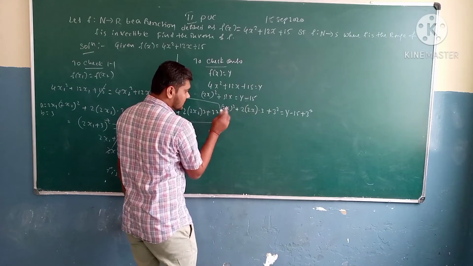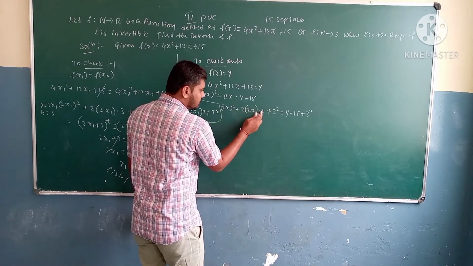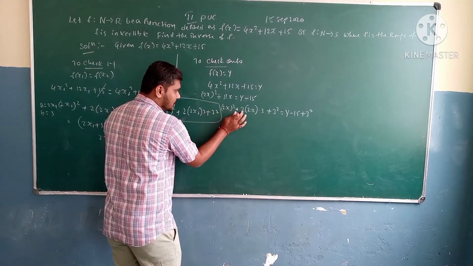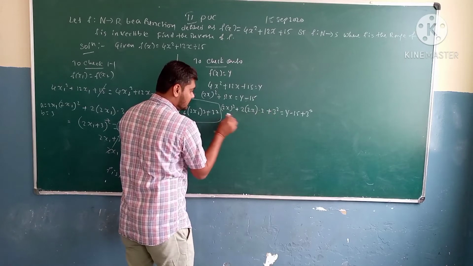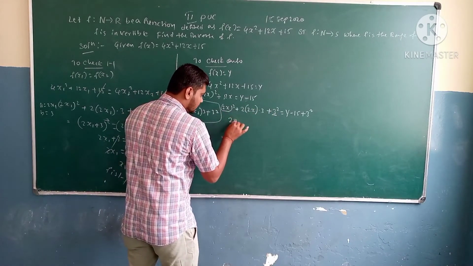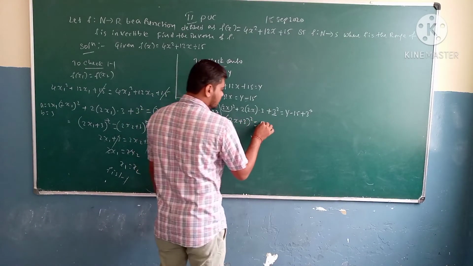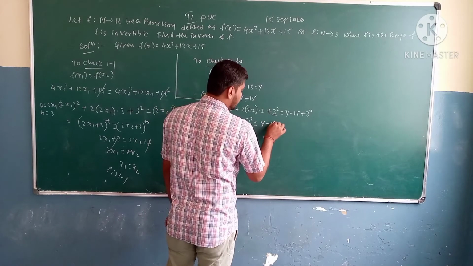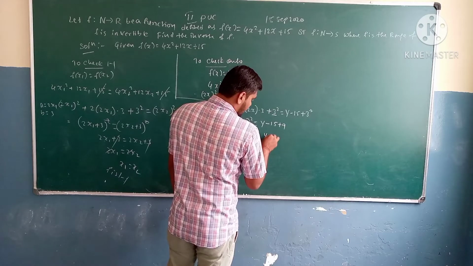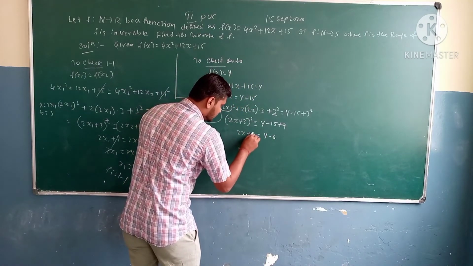So observe the LHS here. (2x) whole square plus 2 into 2x into 3 plus 3 square is in the form of a square plus 2ab plus b square, meaning a is 2x and b is 3. So we can write (2x plus 3) whole square is equal to y minus 15 plus 9, or we can write y minus 6. So that's going to be (2x plus 3) whole square.